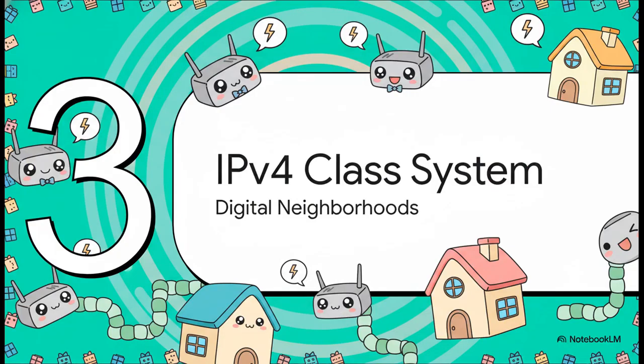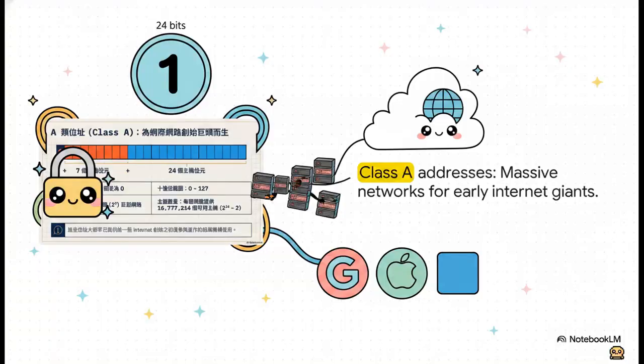All right, Section 3, the IPv4 class system, exploring the digital neighborhoods. Let's look at how this math shapes the actual structure of the internet by touring its predetermined classes. We start off with Class A. Its very first bit is locked permanently at 0.